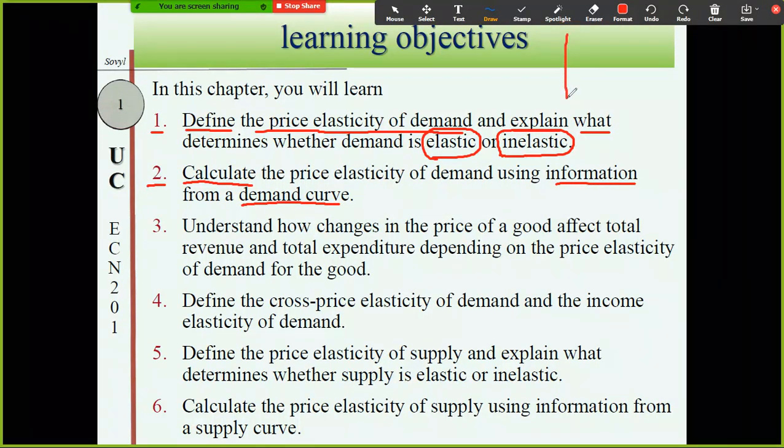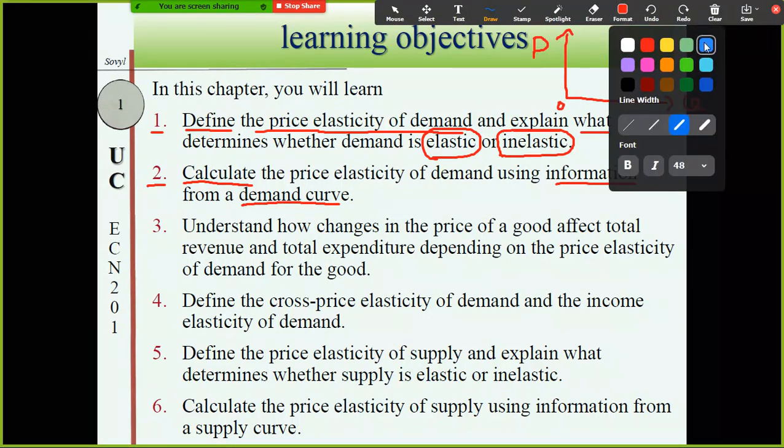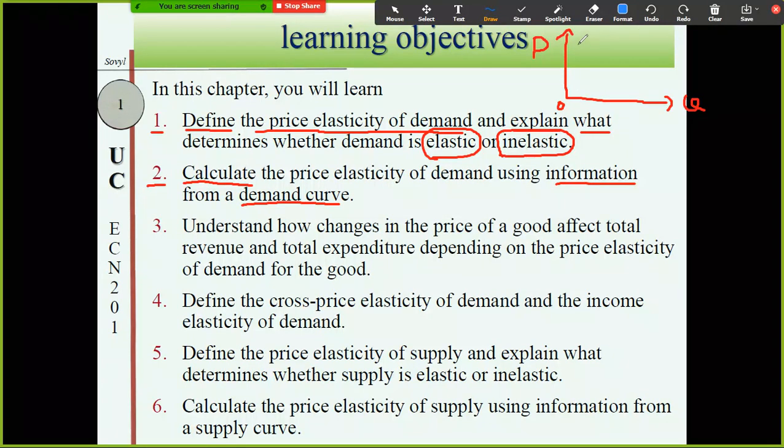Remember that when we have a demand curve, what information do we get from this demand curve? For example, this is a demand curve. Q, P. This is the origin point. Okay. When we have a demand curve like this one, what information can you get from it? Okay, this is from the previous chapter.